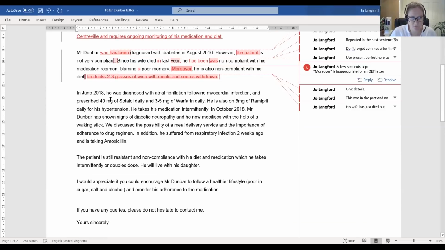Okay, so moving on with the patient's story. "In June 2018, he was diagnosed with atrial fibrillation following infarction, prescribed..." Okay, I think that's pretty clear there. "He is also..." okay, that's talking about his other medication. "He takes his medication intermittently." Yes, that's correct. "In October 2018, he shows signs of..." okay. So have a little think about this.